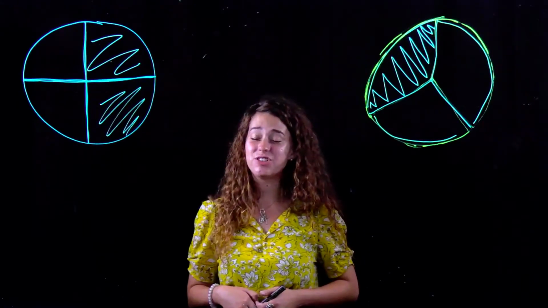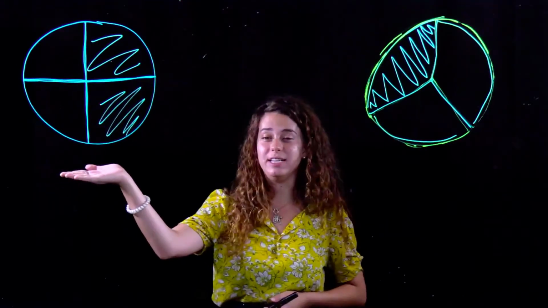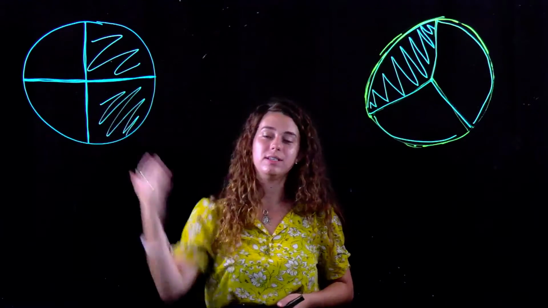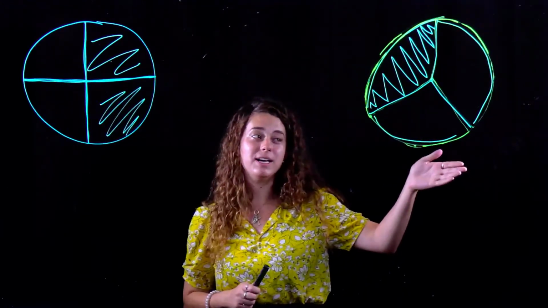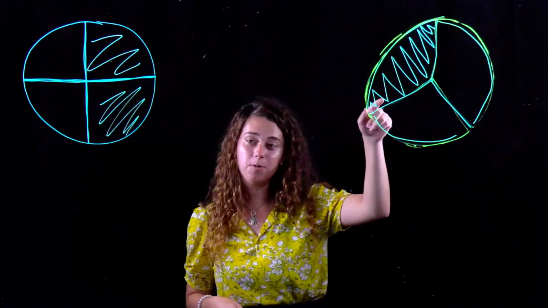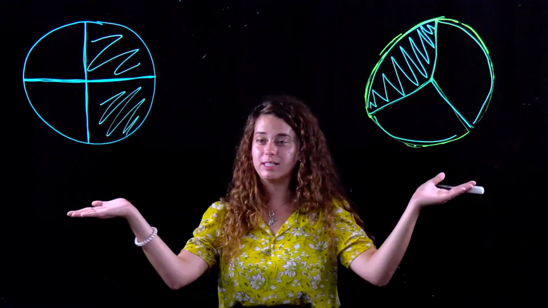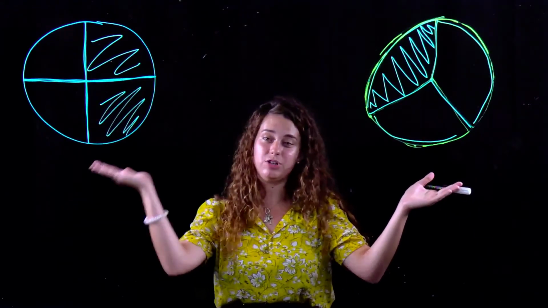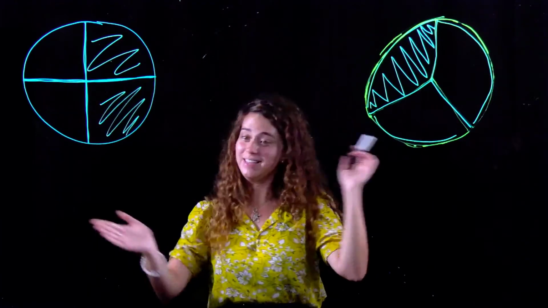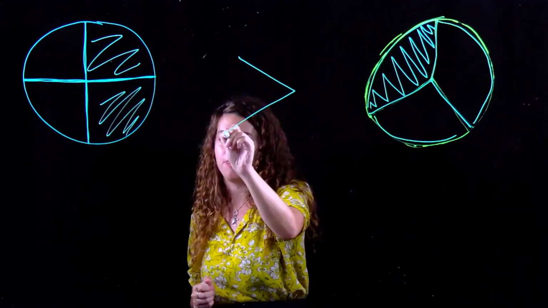Alright class, now let's try an example. Let's say we've got one pizza divided into 4 equal pieces and we're eating 2/4. We have another pizza that's divided into thirds, but we're only eating 1/3, one of the 3 pieces. Now if we're looking at these 2 pizzas, which one is greater than, 2/4 or 1/3? That's right, 2/4 is greater than 1/3.